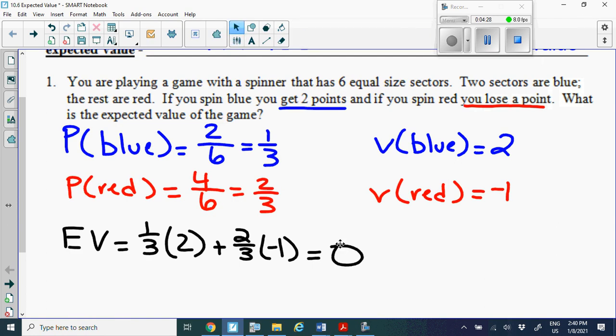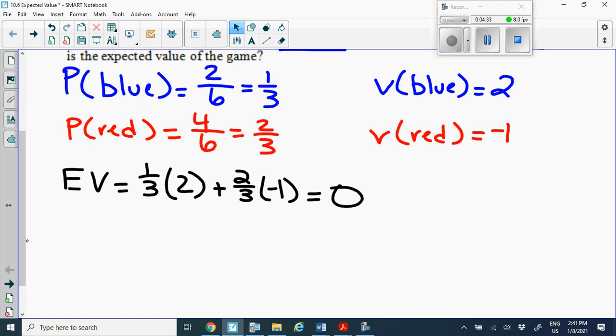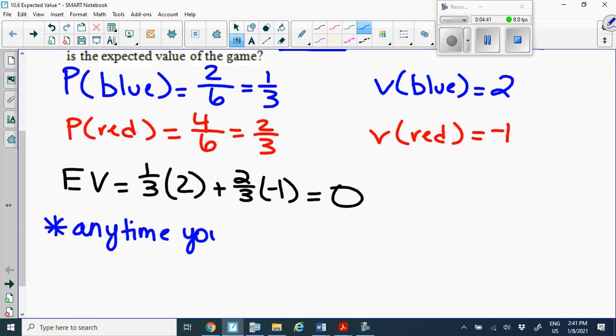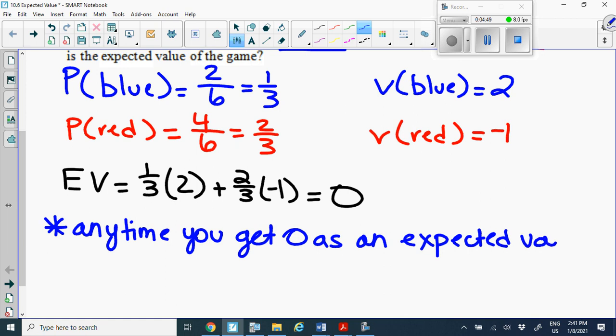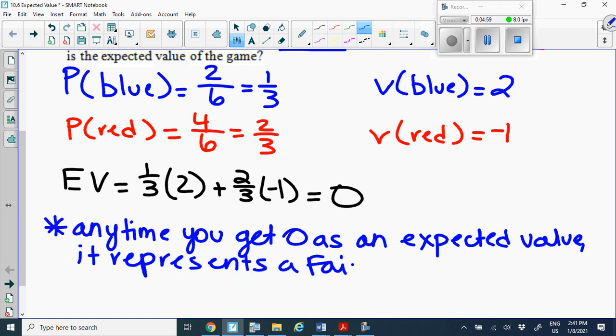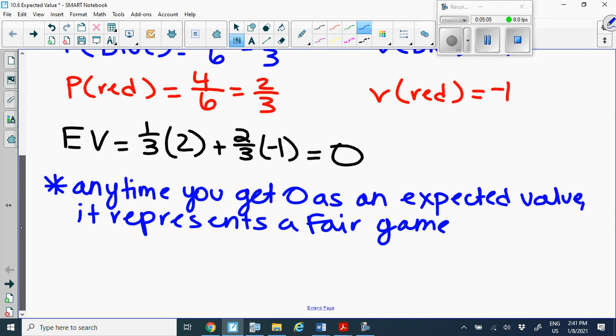Now, what does this represent here in this game? Actually, anytime you get 0 as an expected value, that represents a fair game, that no one wins and no one loses.